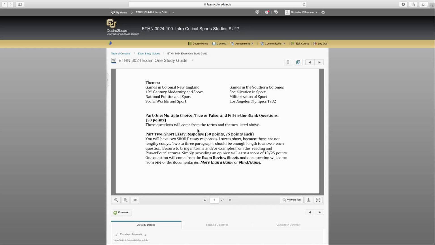So two to three paragraphs should be able to clearly answer the question, as well as give you the opportunity to provide examples from the reading or PowerPoint lectures. So please do not just answer the question with a general response about the movie or about one of the exam review sheet questions. An opinion response will earn maybe 10 of 25 points.